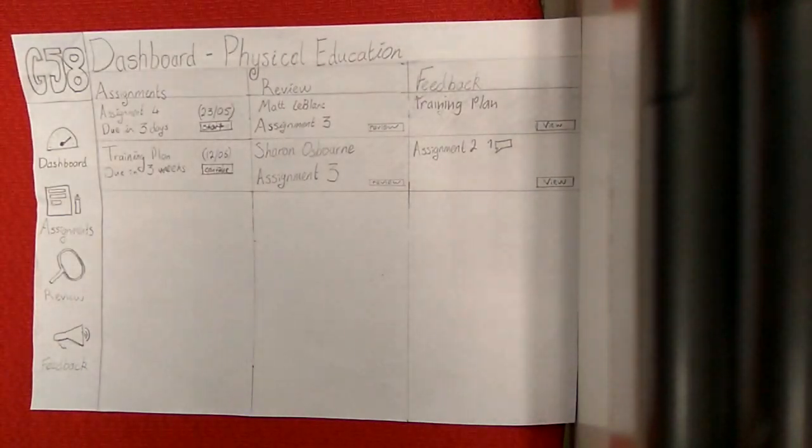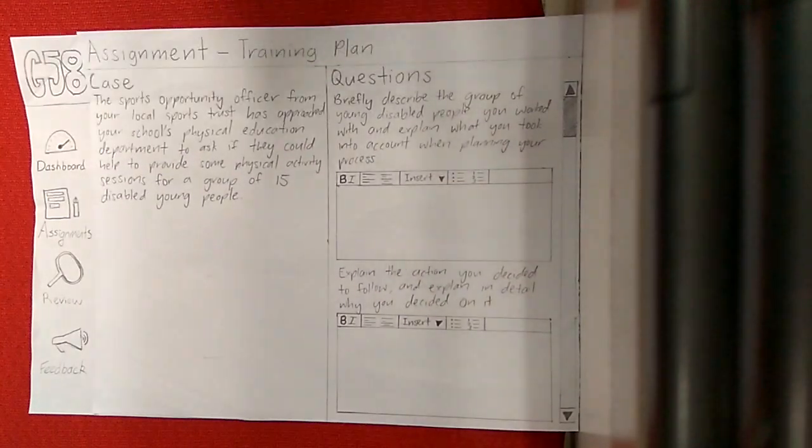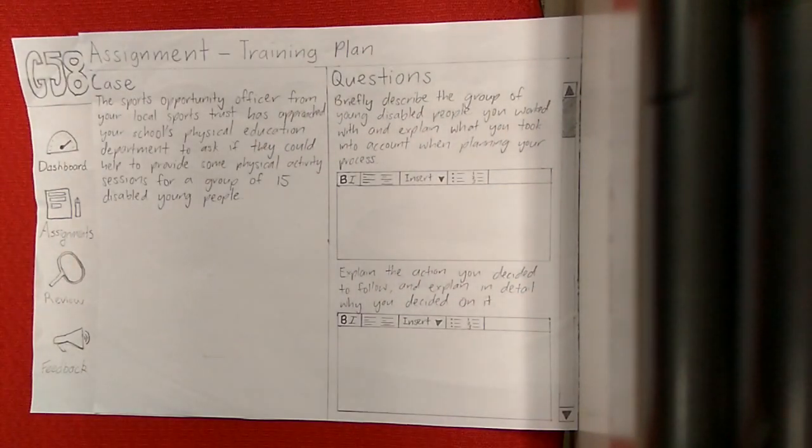Scenario 1. Clark logs onto the system and is presented with the dashboard. Clark decides to complete the training plan assignment, and so he selects it from the dashboard. Clark reads the case and the questions and begins giving answers.